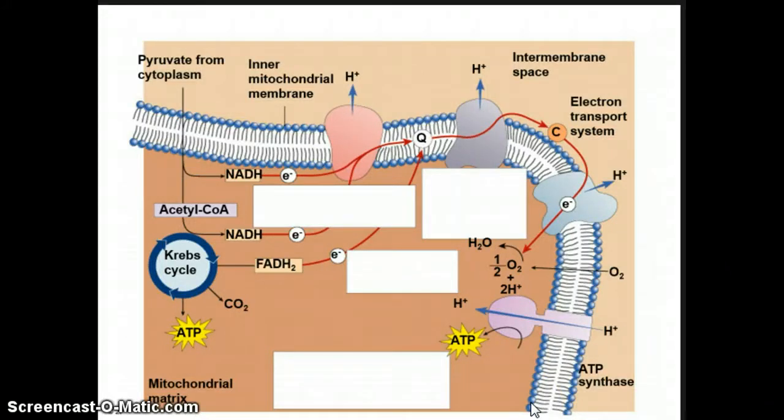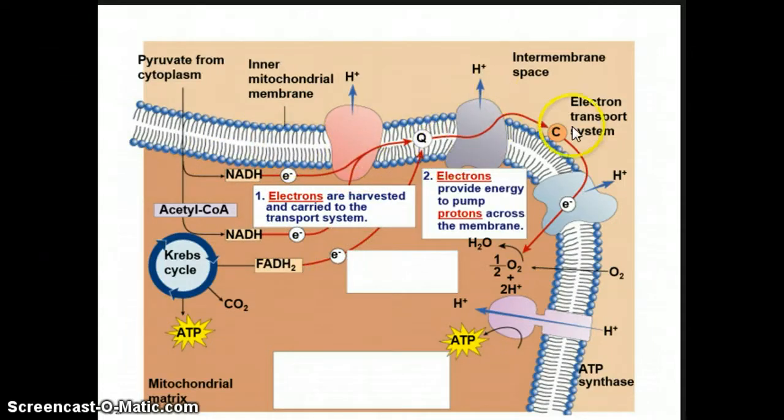So this picture also shows our overall process of oxidative phosphorylation. We have glycolysis out here making our pyruvate, and then we have our Krebs cycle, and together these are harvesting electrons, which are then going to be carried by our electron transport molecules to our electron transport chain. The electron transport chain is going to cause the flow and accumulation of hydrogen protons in the intermembrane space.